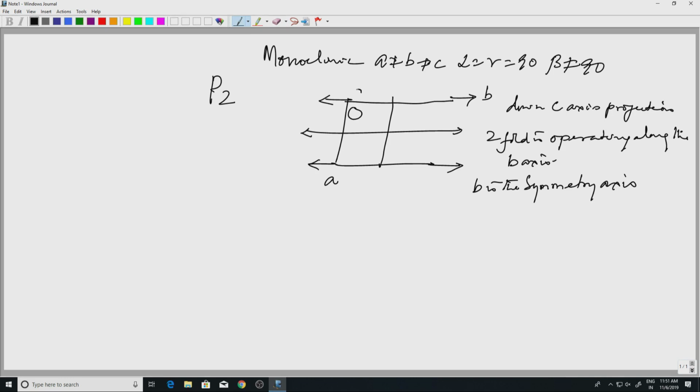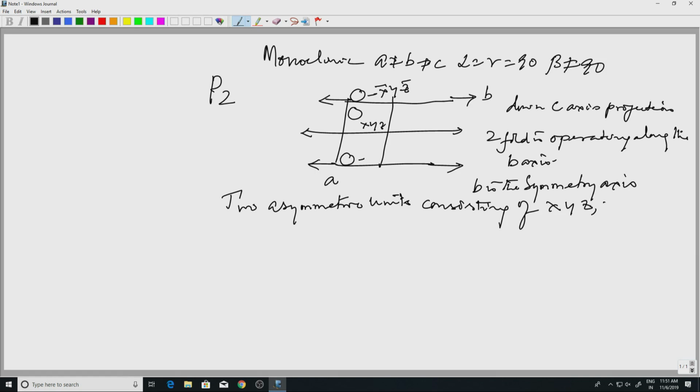When you rotate along the B, it goes down. So this is x, y, z. This is x bar, y, z bar. So you get one here. So there are two asymmetric parts, consisting of x, y, z and x bar, y, z bar.